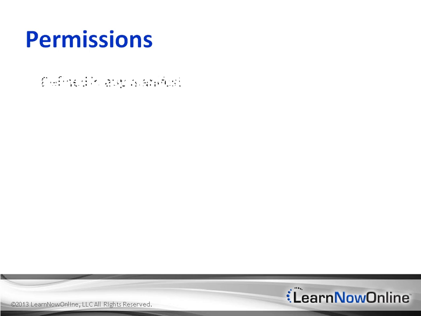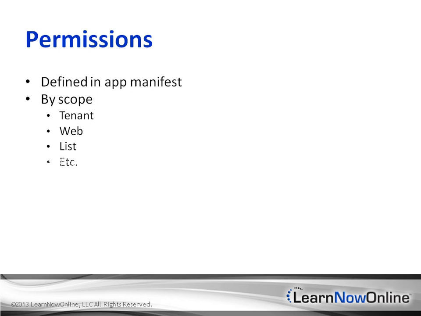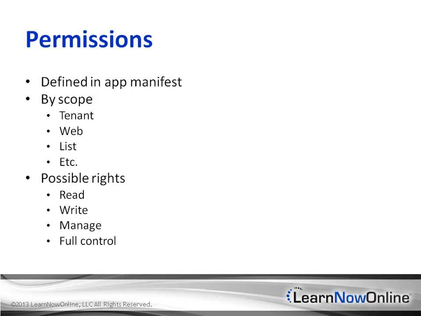The app manifest defines the permissions that the app will request. And there are a lot of different scopes that are available to you for permission sets. So you can scope to the tenant, to the web, to the list, and lots more. Search, site, you'll see some of these in just a second. And then within the scope, you can request a number of potential rights that your app is going to require. You can ask for read rights, you can ask for write rights, you can ask for manage rights, and you can ask for full control rights.